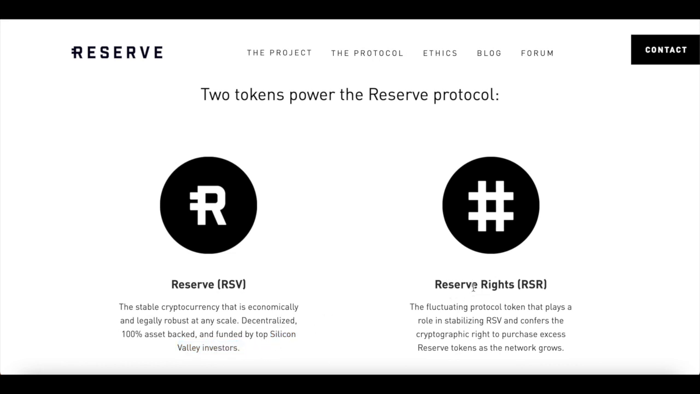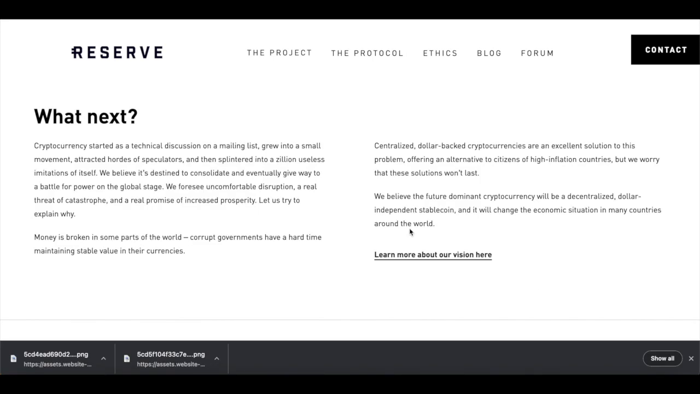Now, there's also the Reserve Right, the RSR. The fluctuating protocol token that plays a role in stabilizing RSV and confers the cryptographic right to purchase excess Reserve tokens as the network grows. So what's next for Reserve?